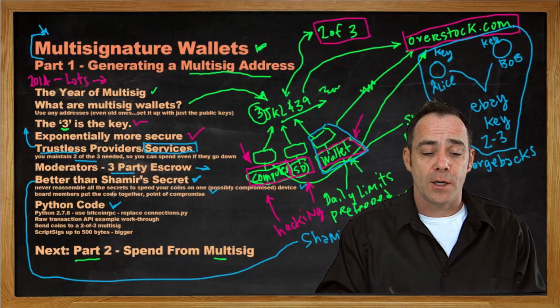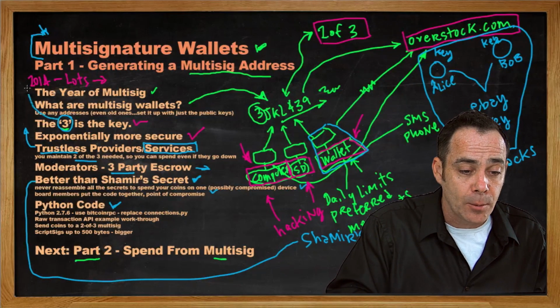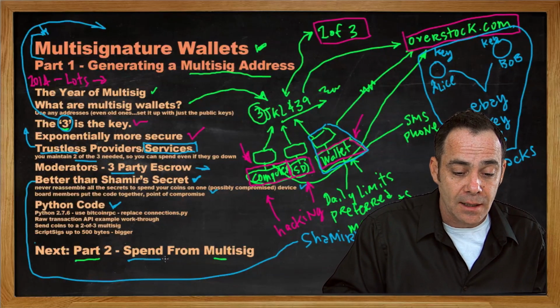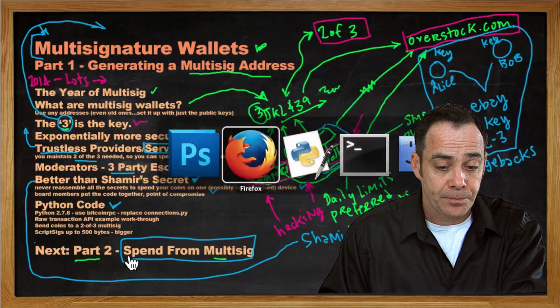addresses. All right, we're going to try and generate one of these addresses that starts with a 3, and we'll be able to send some Bitcoins to it. And then in the next episode, we'll be able to take the money back out. Okay, so let's hop into the coding.